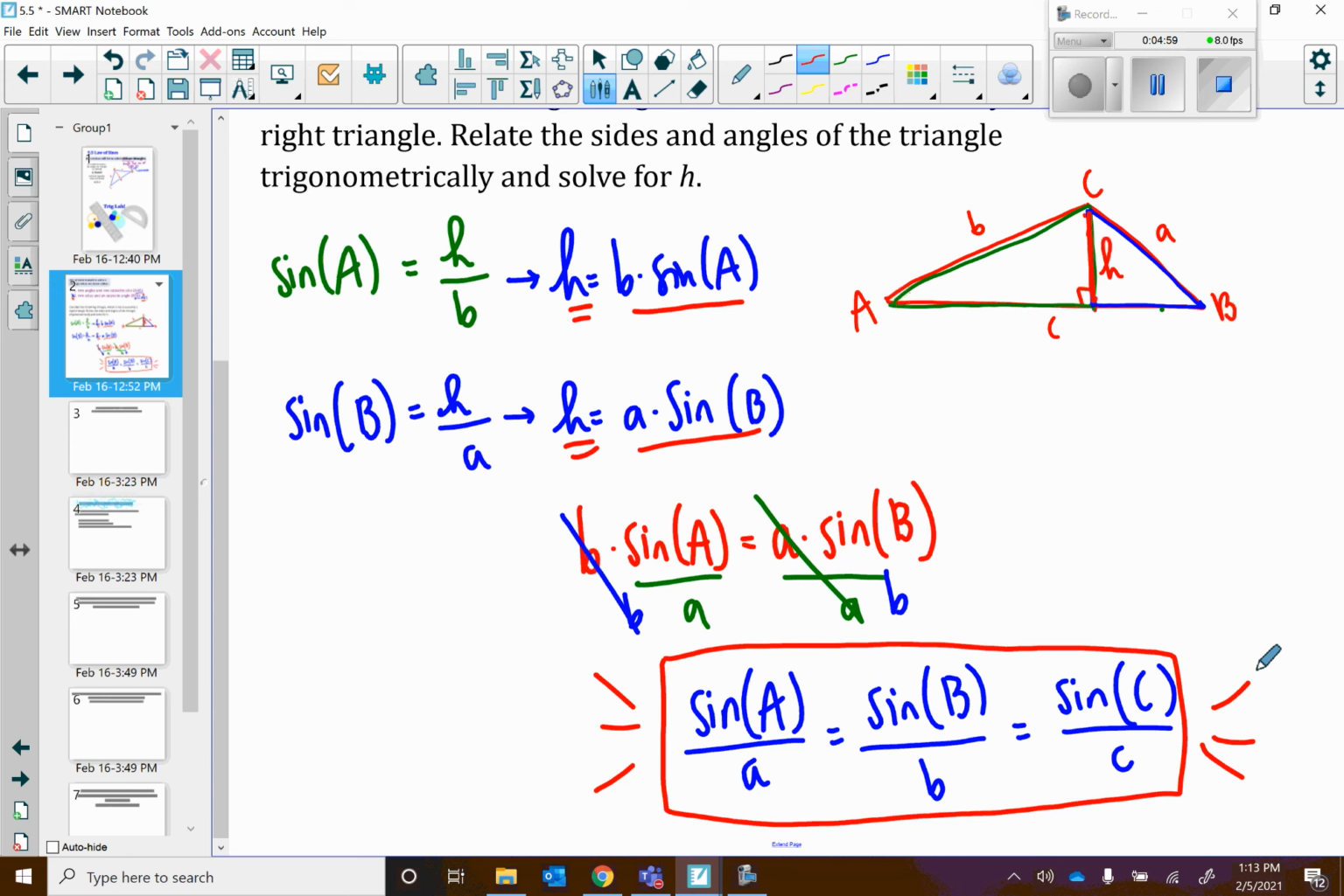It says that the ratio of sine of one angle over the side opposite it is equal to sine of another angle divided by the side opposite of it. Law of sines is really lovely.